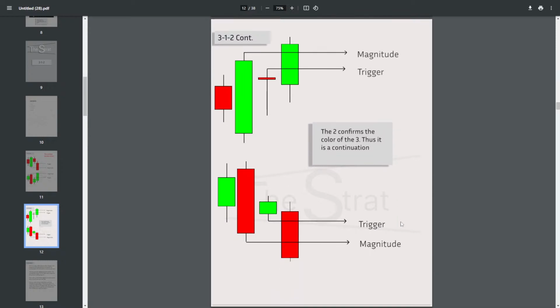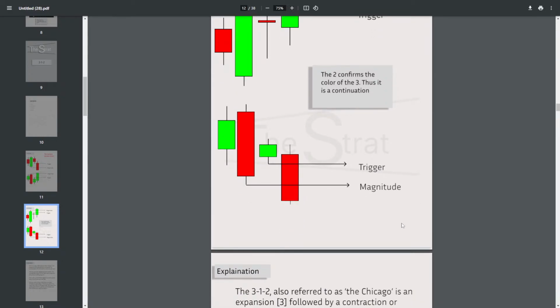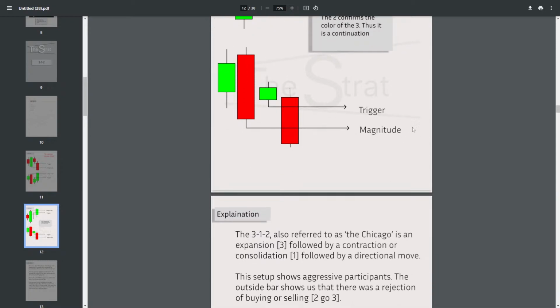We can also use that analogy when talking about rev strats, where they tried to take it up with the inside bar, and then they're getting countered by a more aggressive group. What this is showing is similar to that, except we see the aggression, and then we trade whichever direction that 2 goes.